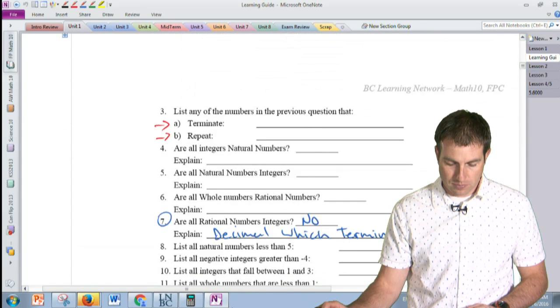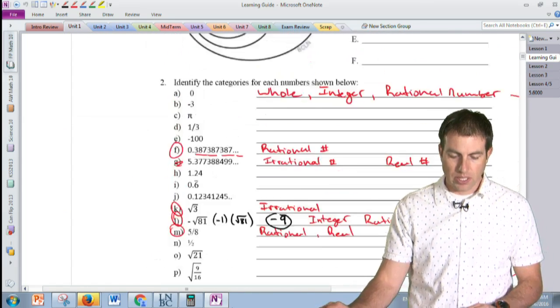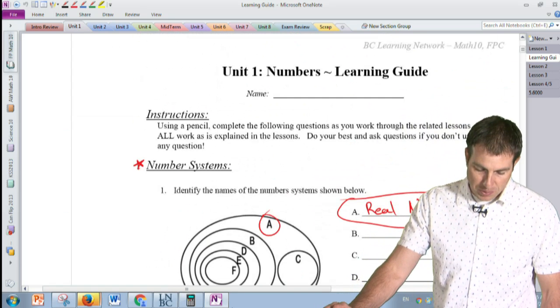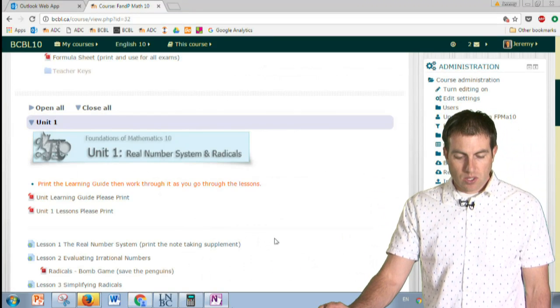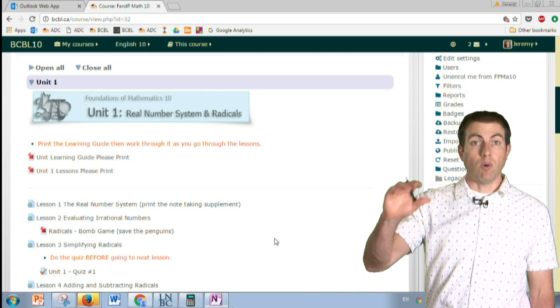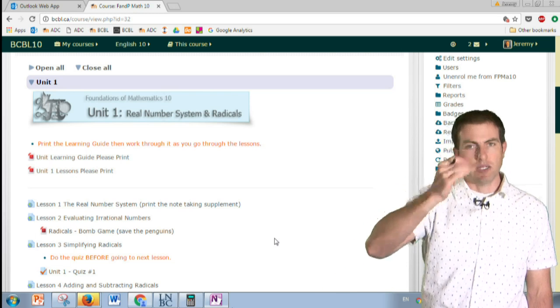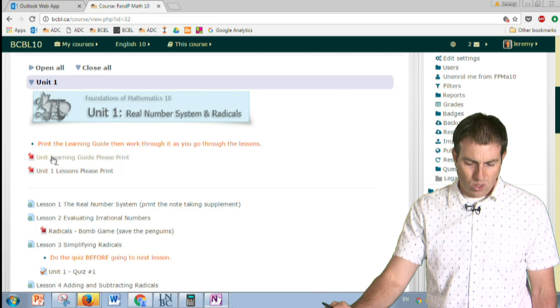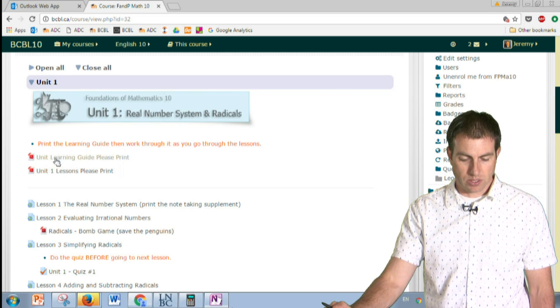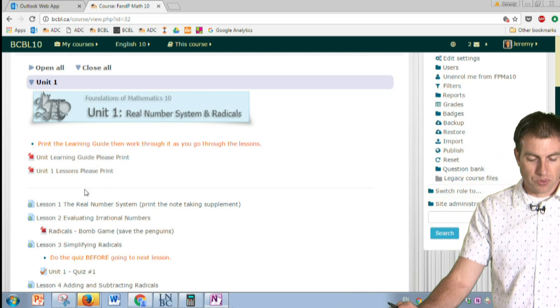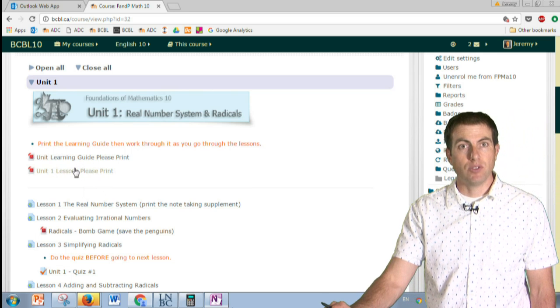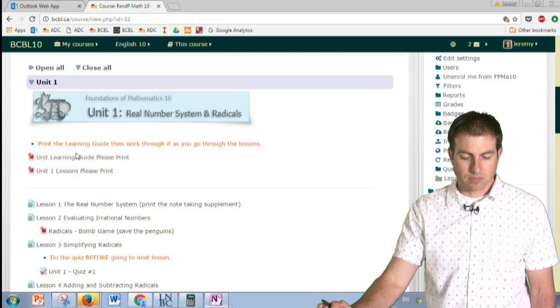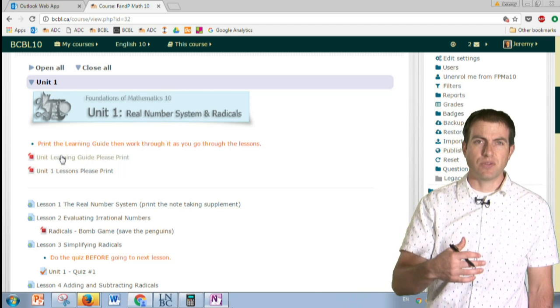All right, so in the learning guide, remember, maybe I'll take a double step back here. In the course, we have Unit 1. We kind of started in Unit 2, now we're back to Unit 1. There were 2 things at the top. Unit 1 learning guide, I need to put the 1 in there still. And then Unit 1 lessons. We're going to go through these lessons together. I'm going to have you go through the learning guide on your own. I hope that makes sense.